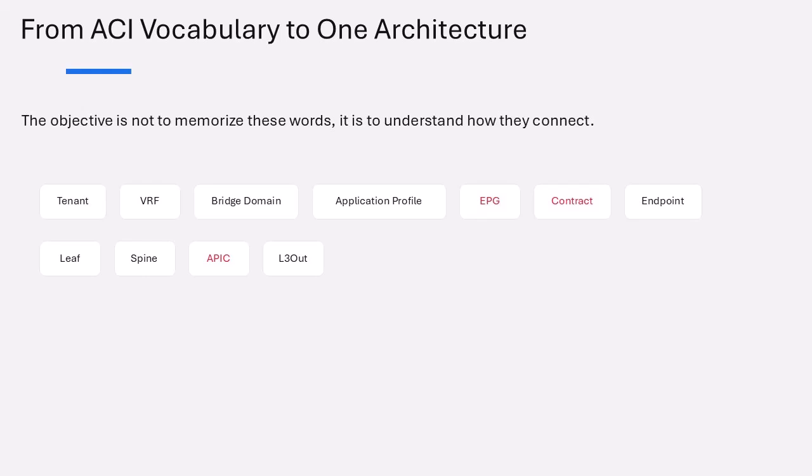So with that, let's officially start our Cisco ACI journey. The first thing we need to understand is exactly where we are going. So let's take a look at the course blueprint and see what we are going to cover throughout this series.